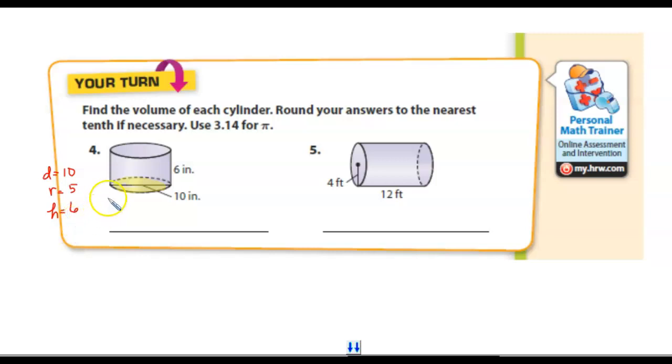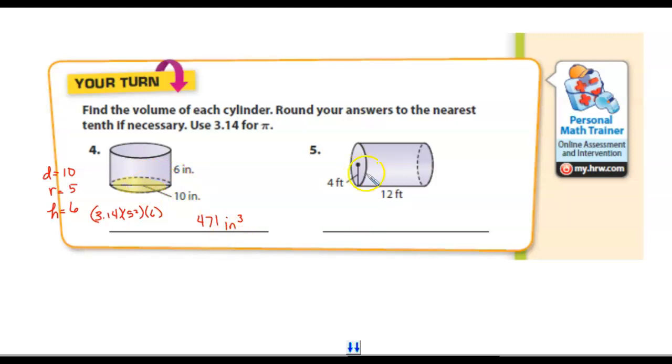So I know that I'm going to use 3.14 for pi times radius squared times my height. So I'm going to take 3.14 times 25, because that's what 5 squared is, times 6, and that gives me 471 cubic inches. It's cubic because it's volume.